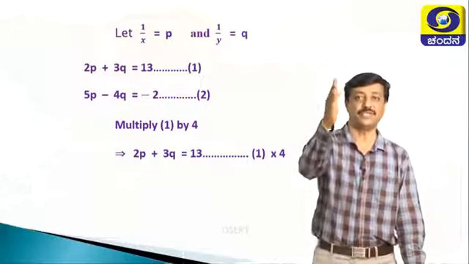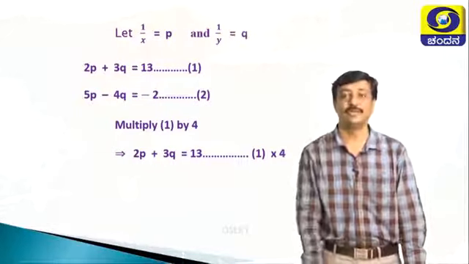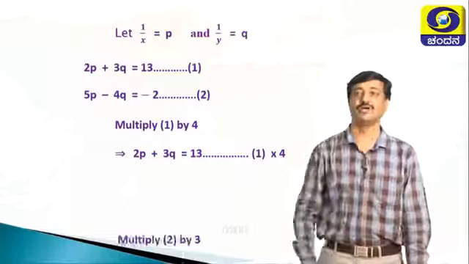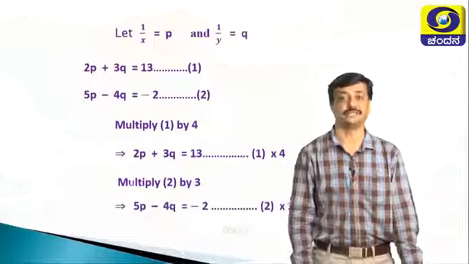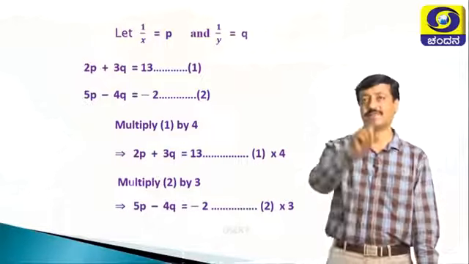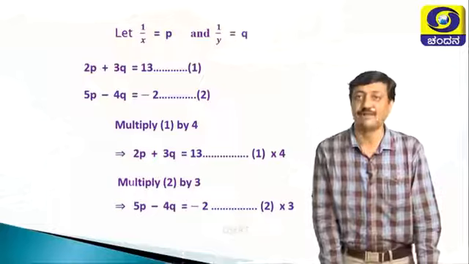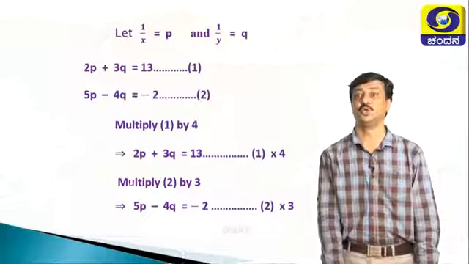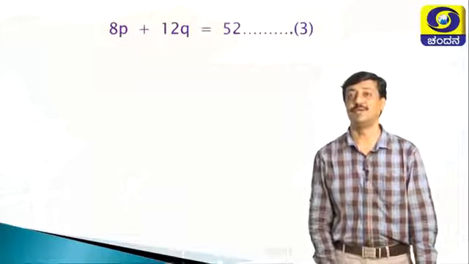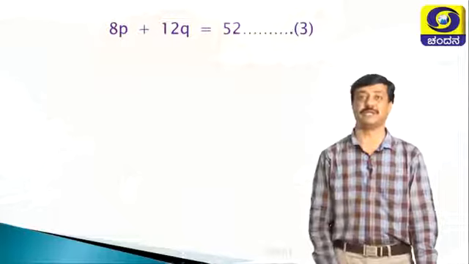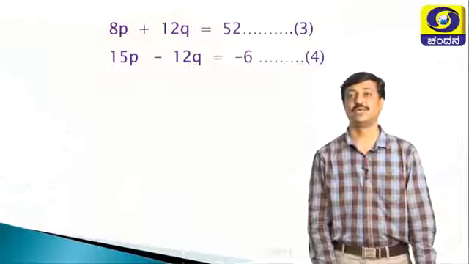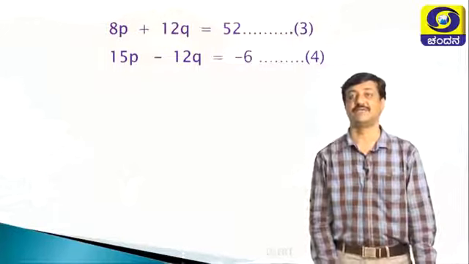If you multiply equation 1 by 4, you get the equation like this. In the first equation, you have to multiply by 4. In the second equation, you have to multiply by 3. After multiplying both the equations, you will get 8p plus 12q is equal to 52. That is our equation number 3. Second, 15p minus 12q is equal to minus 6. That is equation number 4.